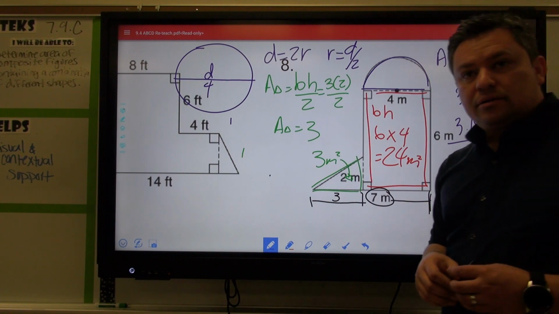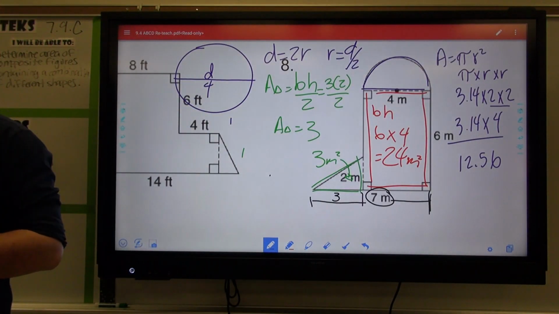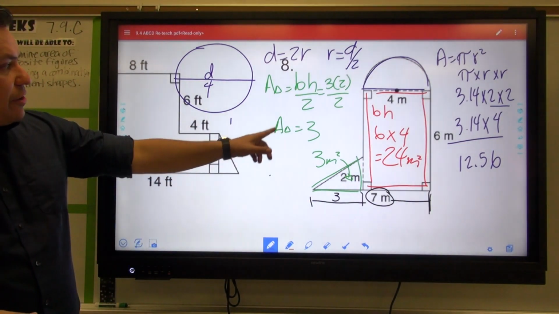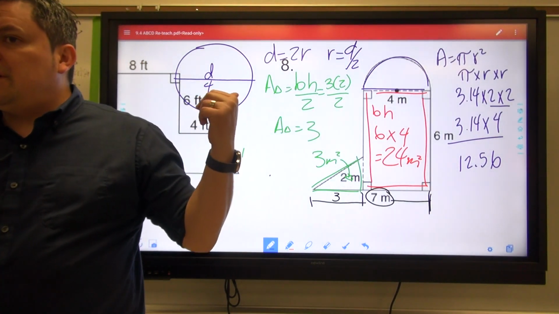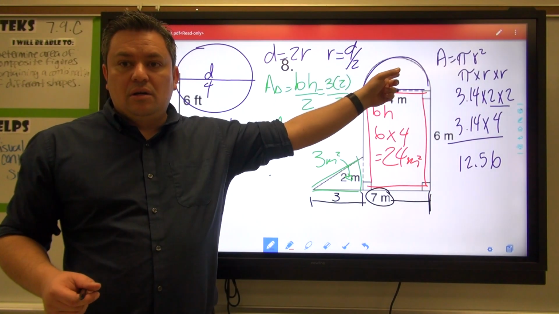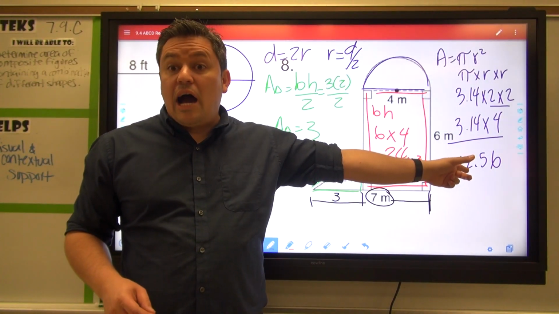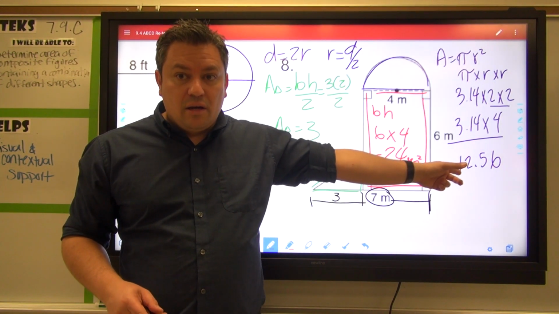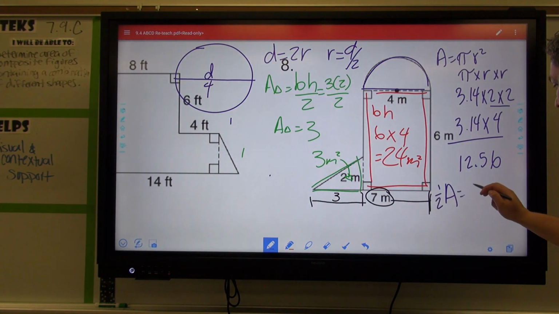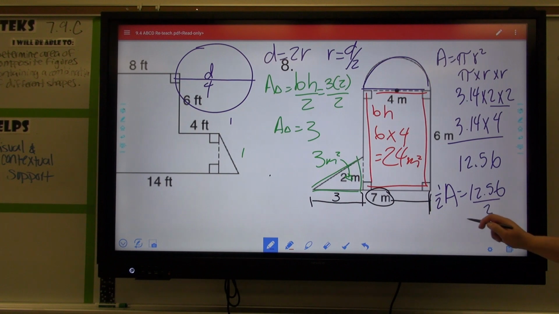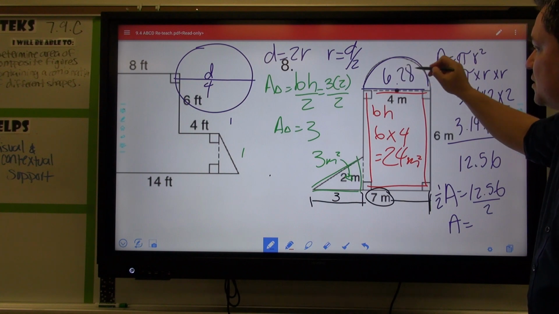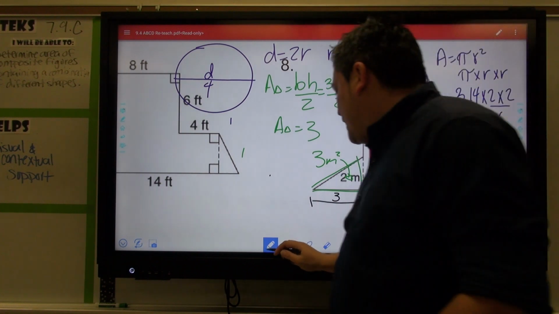No. Why not? You need to add all the areas together to find out the total area of the whole thing. But do we have to do anything else to the circle? That's a circle. What's this? Half circle. What did I find? The whole circle, right? So I have to divide this by 2. Don't forget half of the area. So the area for the semicircle is 6.28 meters squared.